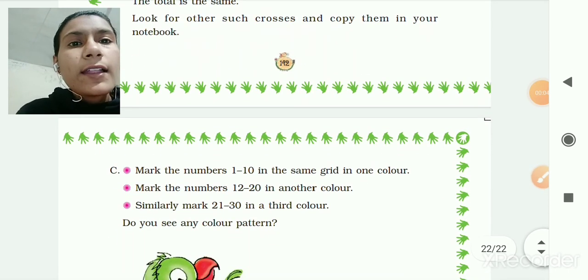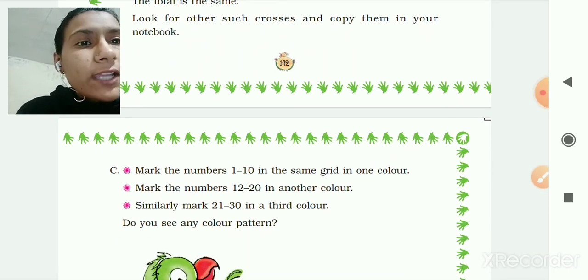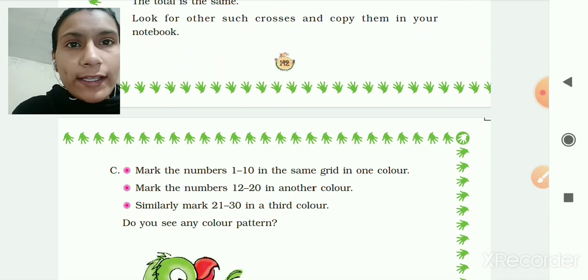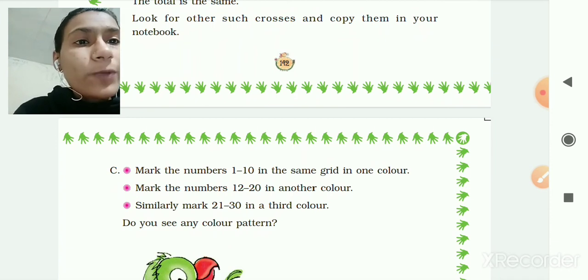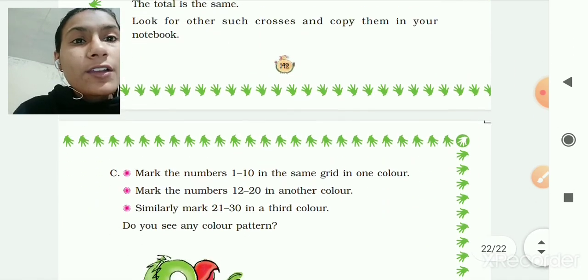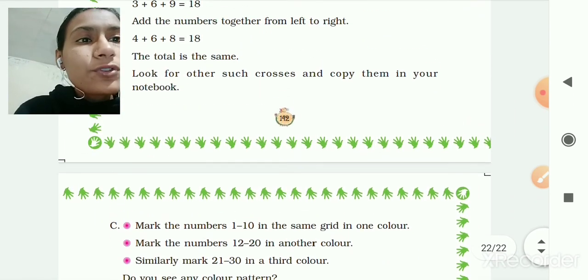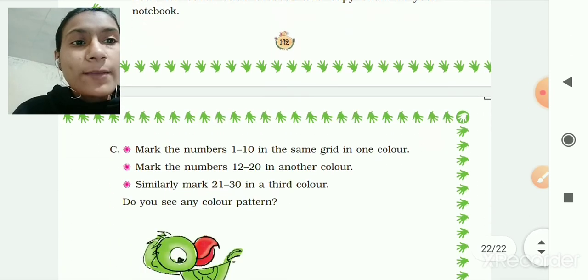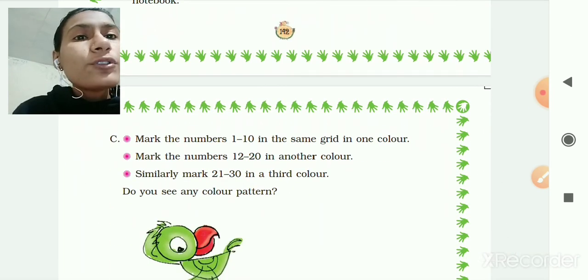Okay. Then mark the numbers 1 to 10 in the same grid in one color. Then mark the numbers 12 to 20 in another color. Then similarly mark 21 to 30 in the third color. So here 1 to 10 numbers you have to use any one color, for example blue. Then 12 to 20.